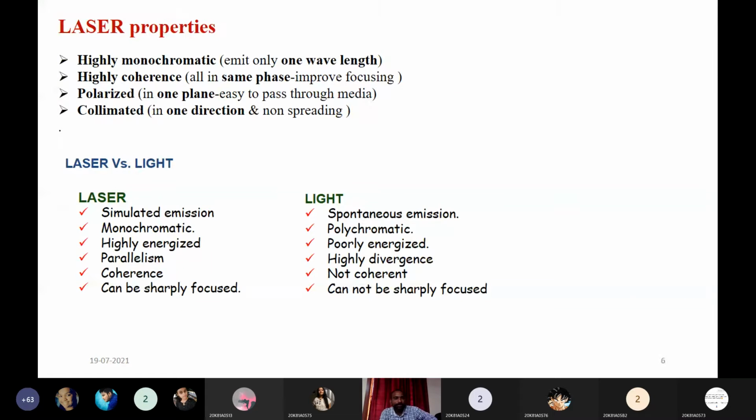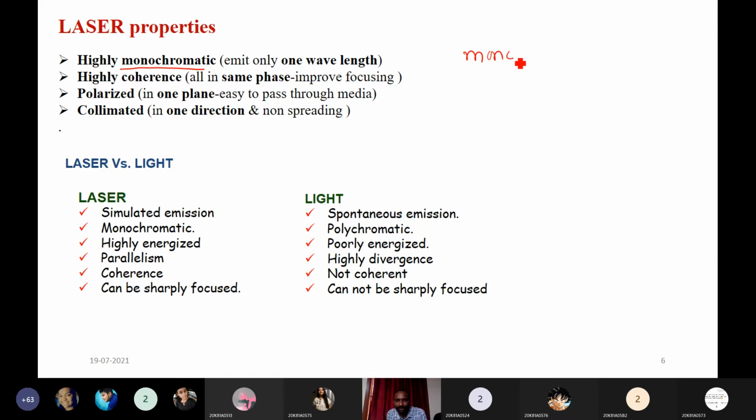So first we will see the laser properties. Compared to normal light, laser has some different properties, that we will see. Already you know these properties, but we will go through them. First, the laser beam is highly monochromatic. That means it contains only one wavelength. That is what monochromatic means.